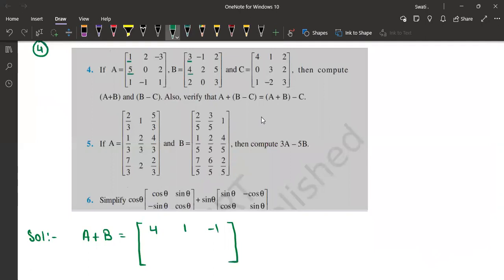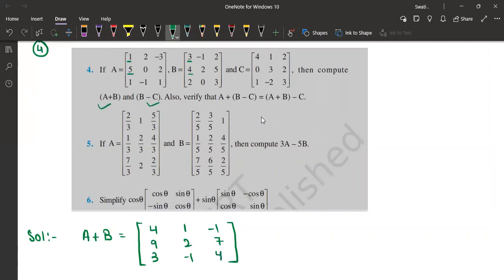Next, 5 plus 4, that is 9. Next, 0 plus 2, that is 2. Next, 2 plus 5, that is 7. Next, 1 plus 2, that is 3. Next, -1 plus 0, that is -1. 1 plus 3, that is 4. This is a plus b, and we are done with the first part.